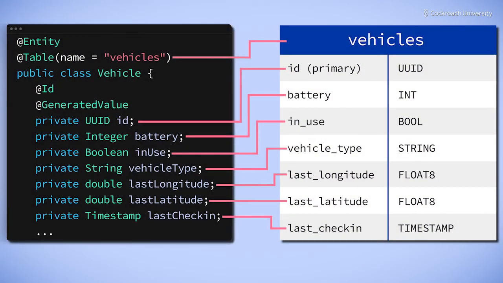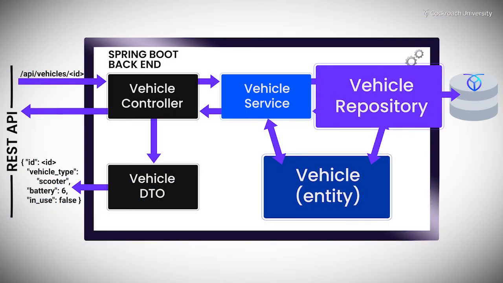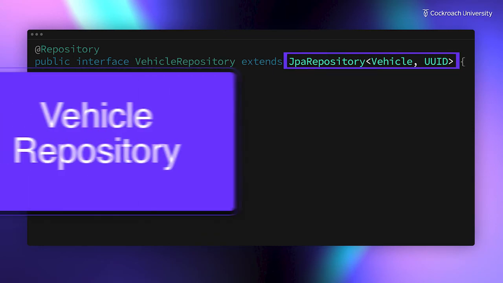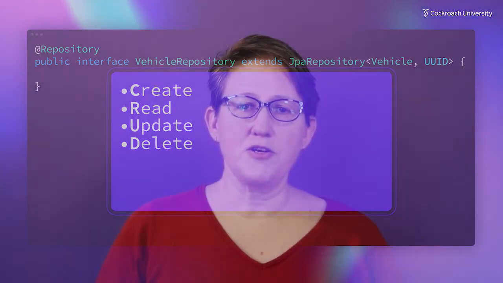Let's review. An entity object is a Java bean that corresponds to a row in a database table. A repository component works with those entity objects to read and write to the database. By simply extending the JpaRepository interface, you get definitions for several common CRUD operations for free. So this should give you a good idea of how Mover reads and writes data to your Cockroach cluster.